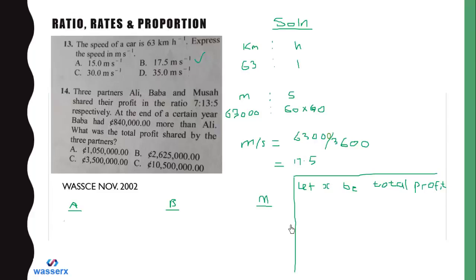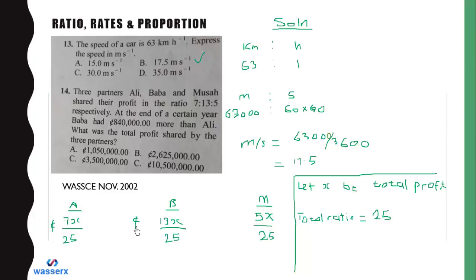So if X is the total profit, then we need to find the total ratio. The total ratio will be equal to 7 plus 13 plus 5, which is 25. So each of them will receive: Ali will receive 7 times X over 25, then Baba will receive 13 times X over 25, and Musa will receive 5 times X over 25.